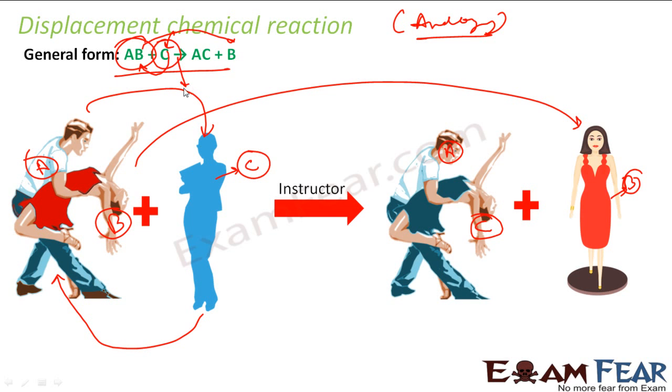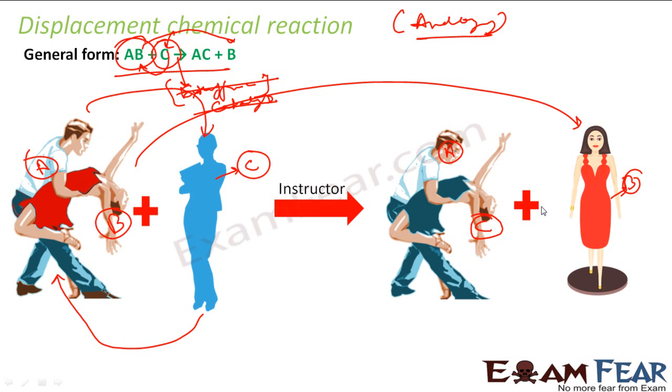So maybe this reaction happens on its own, or maybe it happens on some external force, for example heat or temperature, or pressure or something, or some catalyst also may be required for this. But at the end of the day, you exclude this part to make life simple. What's happening is A and B were dancing, C came, and now A and C are dancing and B is gone. This person C took the place of B and B is out now.